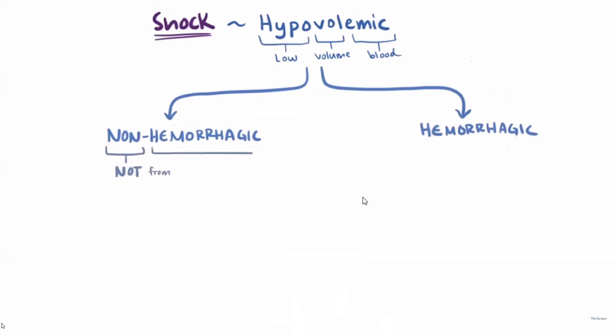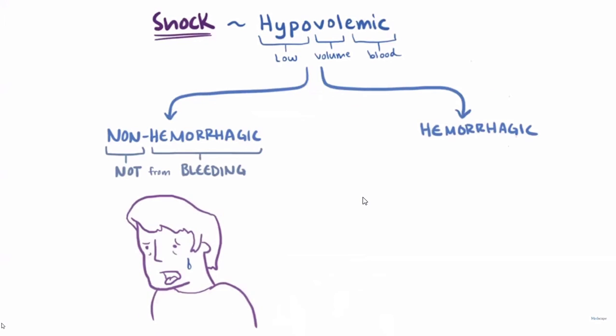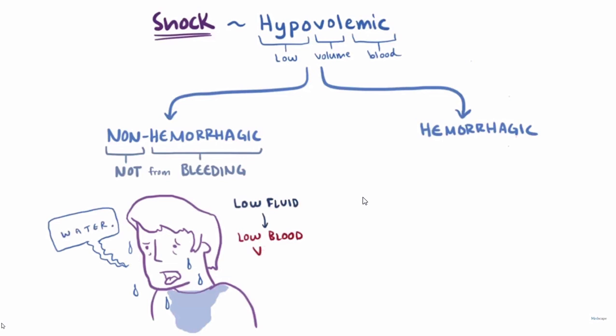Non-hemorrhagic means that the loss of fluid volume isn't from bleeding. So this could be like if you were stranded in a desert and suffered severe dehydration. Eventually, your loss of fluid and sweat would reduce blood volume to where it wouldn't be enough to supply your body's organs, and you develop hypovolemic shock.